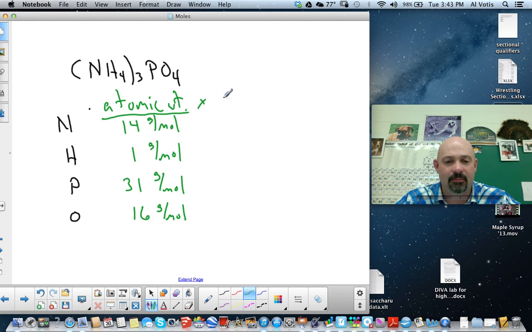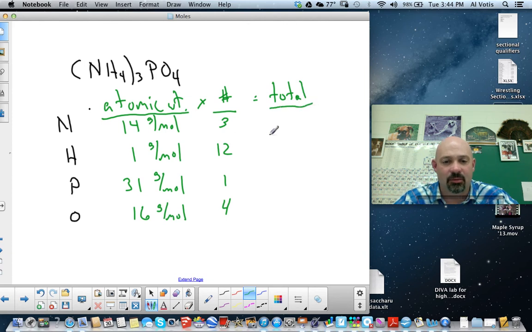We're going to multiply by the number of atoms in our formula. Okay. So how many nitrogens are there? There's parentheses here, there's 1 here, but 3 times 1 is 3. There are 12 hydrogens, 4 times 3 is 12. 1 phosphorus, 4 oxygens. That gives us the total contribution per element. 3 times 14 is 42 grams per mole. 12 times 1 is 12 grams per mole. 31 times 1 is 31 grams per mole. And 16 times 4 is 64 grams per mole.